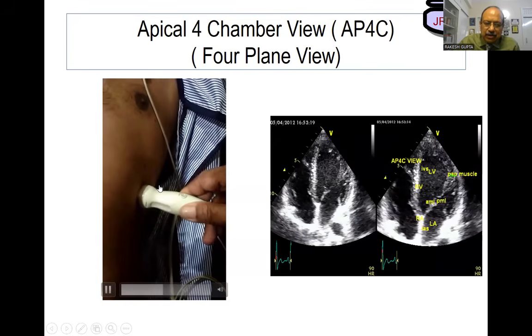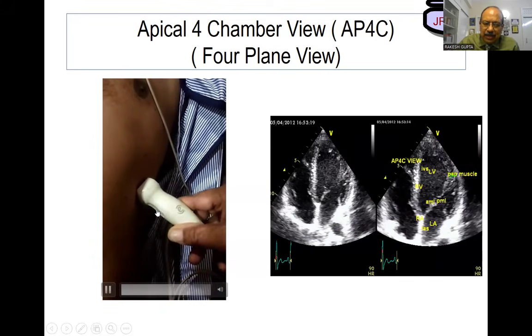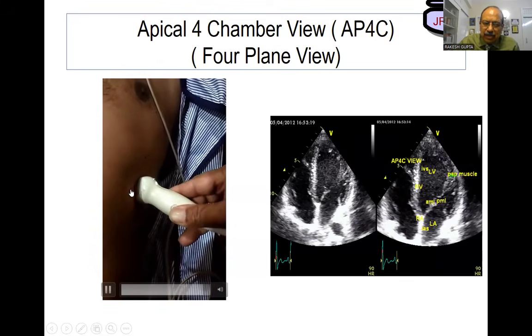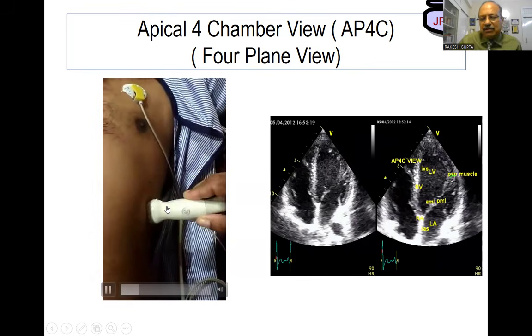Index marker, he's gone to 3 o'clock position. So you're getting a 4-chamber view. Now look, how parallel to the heart it is. Counterclockwise rotate, 2-chamber view. Further counterclockwise rotation to the 11 o'clock position becomes the 3-chamber view.